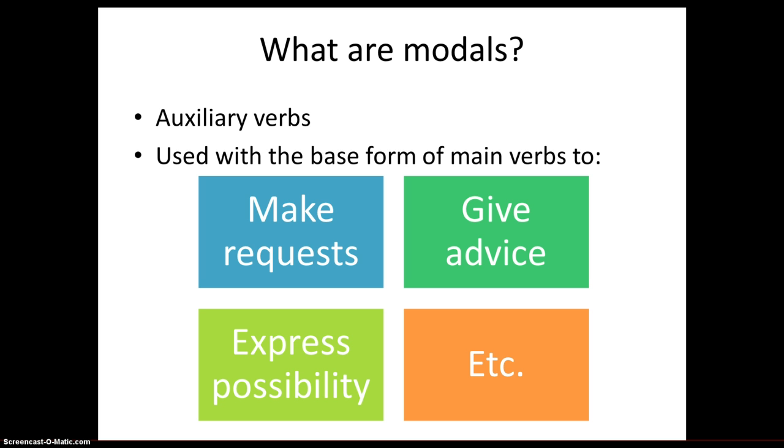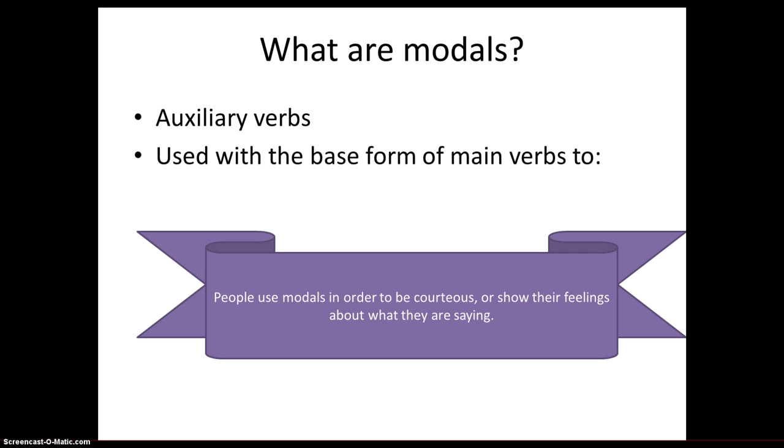The second type. And whenever we use a modal, we use it with the base form of the main verb. What can we use it for? We can use it to make requests. We can use it to give advice to someone. We can use it to express possibility of something happening. And a lot more. And today we're going to focus on four.